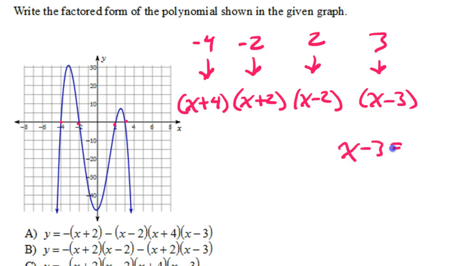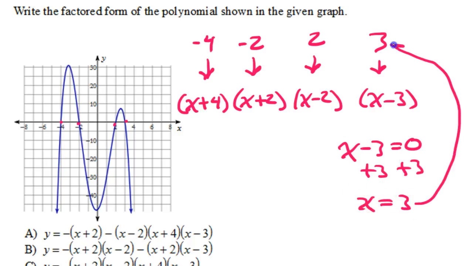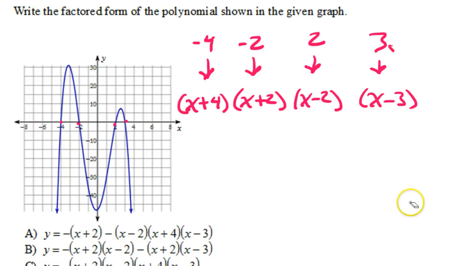For example, if I set x minus 3 equal to 0 and solved it, first thing I would do is add 3 to both sides. That would give me 3. Alright, that's the relationship between factors and zeros. So each one of these, if I set them equal to 0 and solved, would give me the x-intercept shown. So these are the factors.